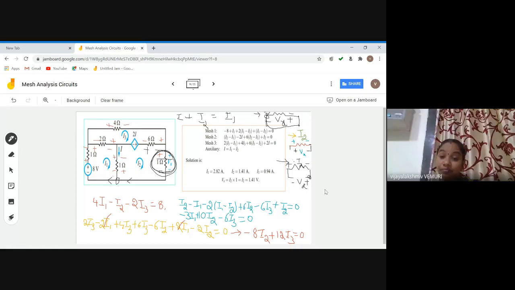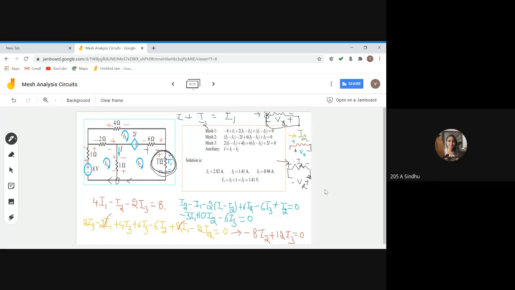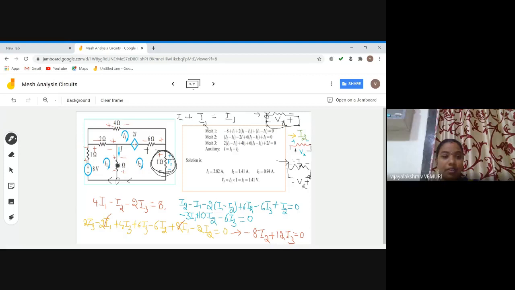Yes, ma'am. Tell me, if they ask the Vx in between the two meshes, then how to calculate it? Yeah. It's a very good doubt. So if you are asked to find out Vx at this particular node, at this particular branch, Vx will be asked like this. So for example, if you are not given any sign convention for Vx, then you can take the value of Vx to be 1 into I1 minus I2.